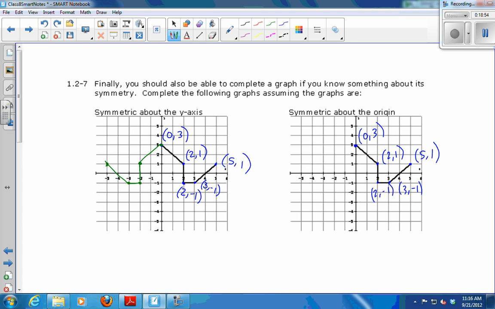So 0, 3 is going to become what? 0, negative 3. The opposite of 0 is still 0. The opposite of 3 is negative 3. And then instead of 2, 1, I will plot negative 2, negative 1, the opposite of both. Instead of 2, negative 1, what will I plot? Negative 2, positive 1. Make them the opposite of both. So I'll do negative 2, positive 1. And then negative 3, positive 1. And negative 5, negative 1. And I just connect the dots. And I have the origin mirror of the original graph.